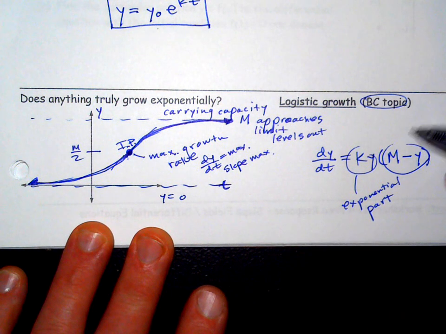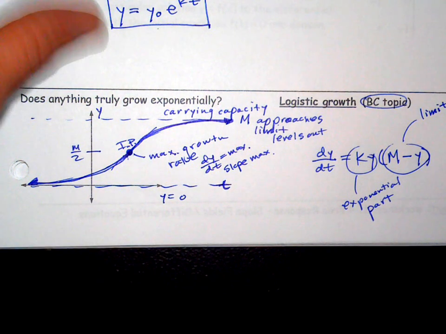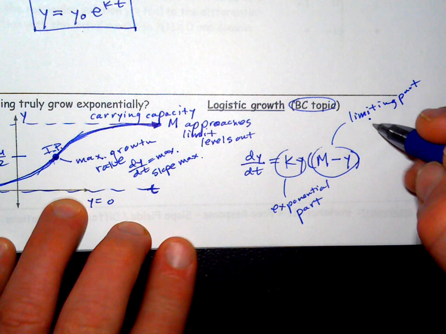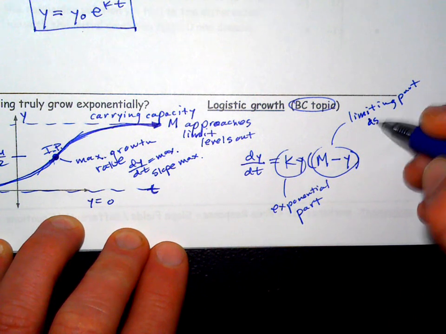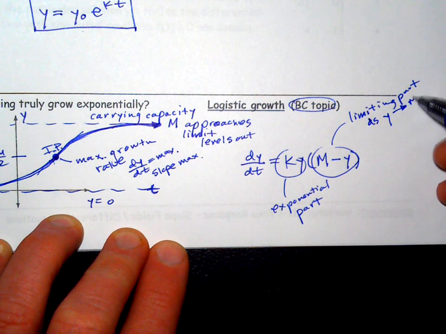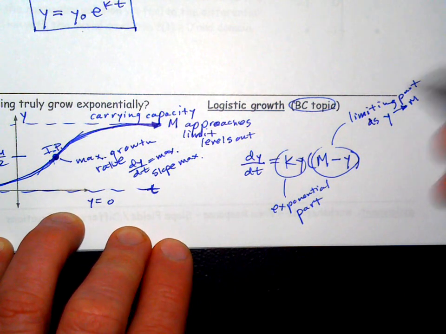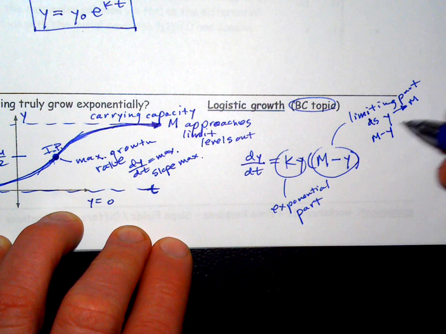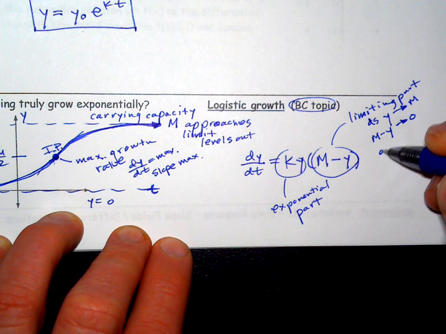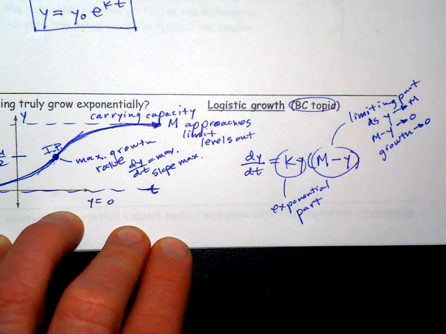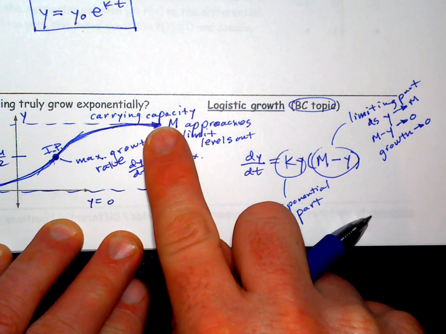So this is the limiting part. And so what happens is as y approaches the carrying capacity, as our population reaches its max possible, then M minus y is approaching 0, which makes our growth approach 0, or dy/dt approaches 0, and it flattens out like over here.